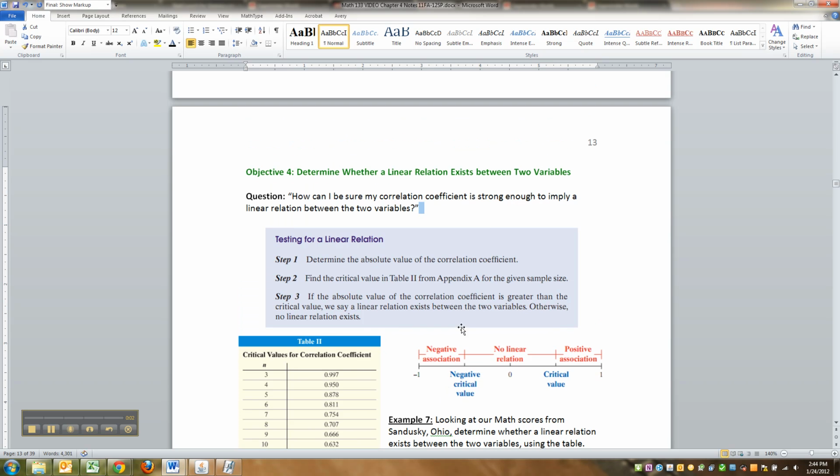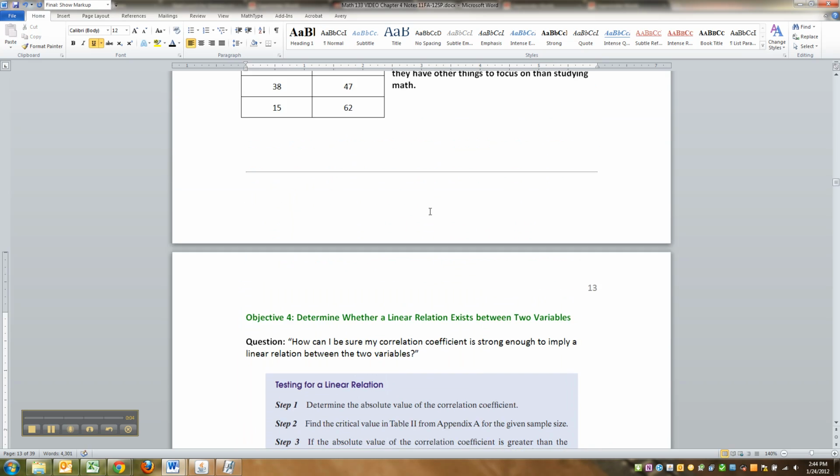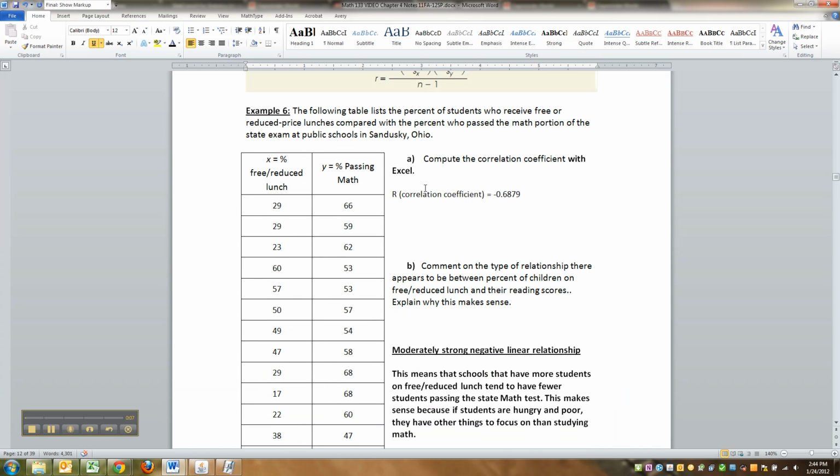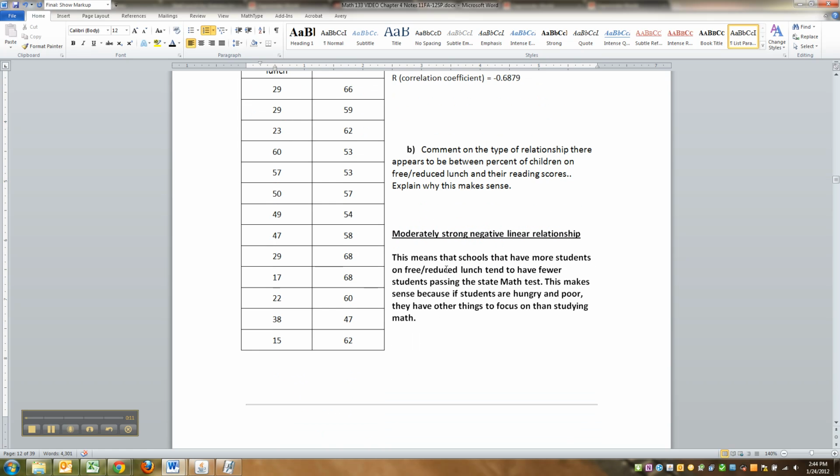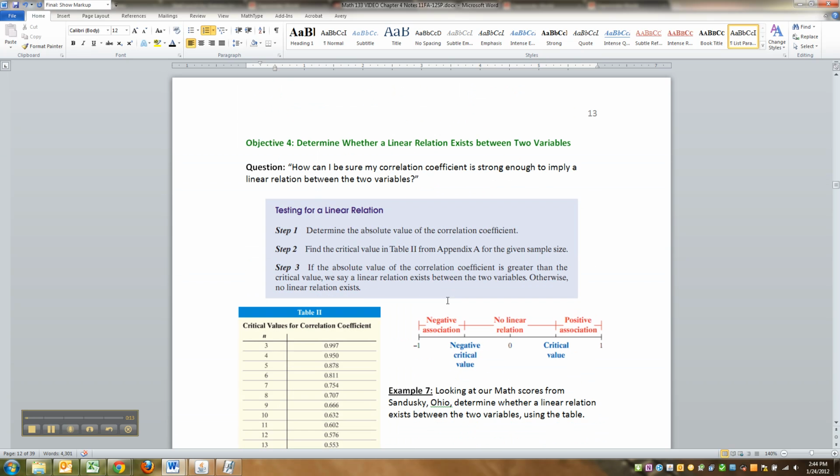So this leads to an internal question. You know how to find a correlation coefficient now, either with Excel or with StatCrunch. Personally, I prefer StatCrunch. I think it's much easier. That's up to you, right?